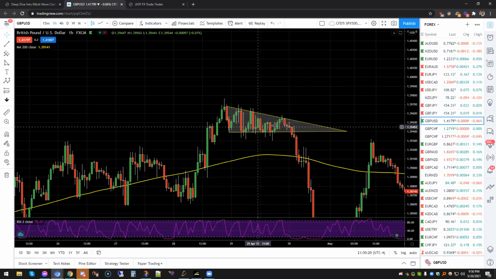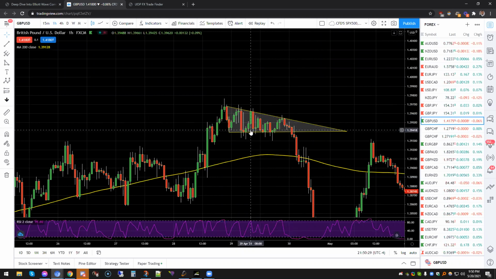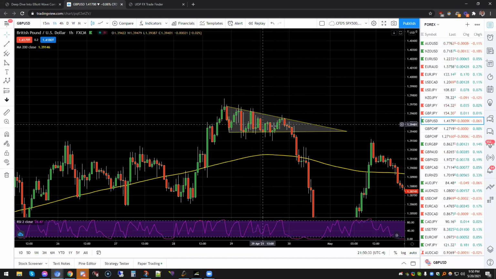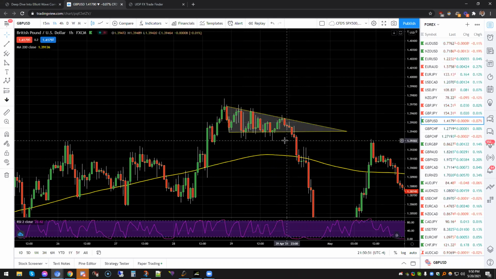It just made a diagonal type formation that looked like a triangle, and everyone would be expecting this to break to the upside because everyone understands this to be a continuation pattern. But this is actually not a triangle, it's a diagonal formation. Okay, it's a diagonal formation, and with the diagonal formation, or a pennant, they could break in any direction. So this could be a pennant, this could be a diagonal, and they break in any direction.